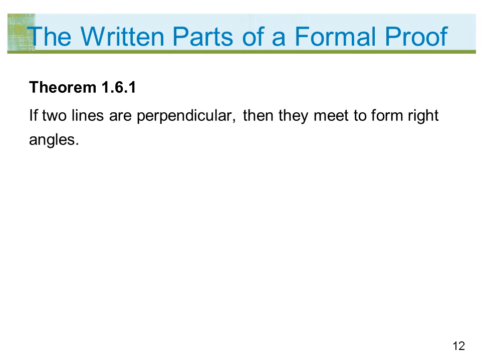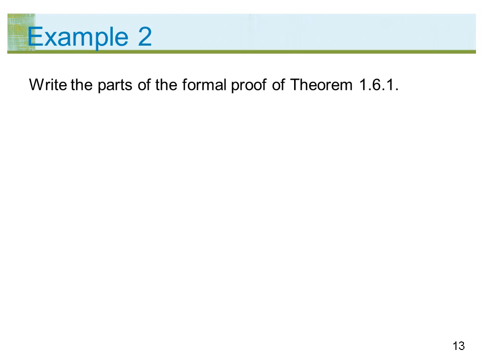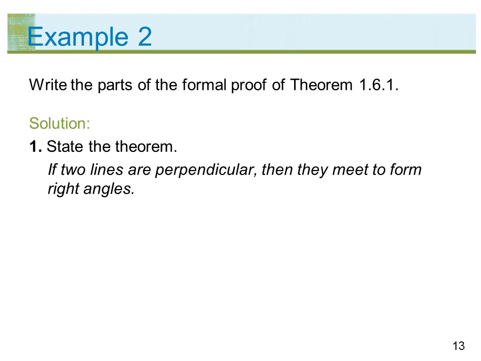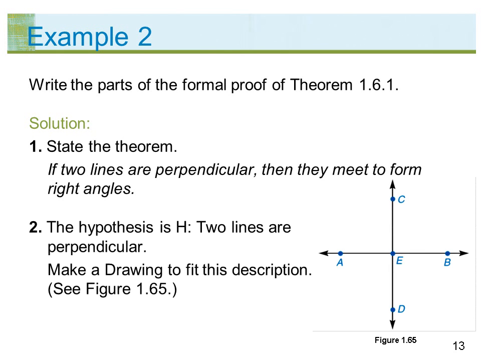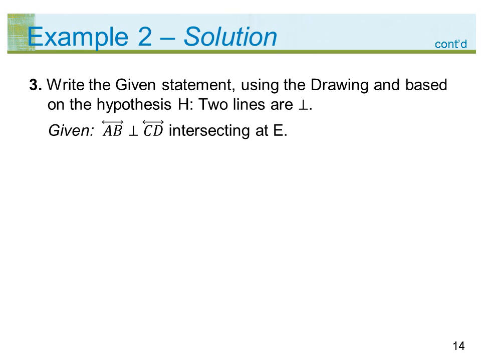Theorem 1.6.1. If two lines are perpendicular, then they meet to form right angles. Write the parts of the formal proof of Theorem 1.6.1. Solution. Number 1. State the theorem. If two lines are perpendicular, then they meet to form right angles. Number 2. The hypothesis is H. Two lines are perpendicular. Make a drawing to fit this description. See Figure 1.65.